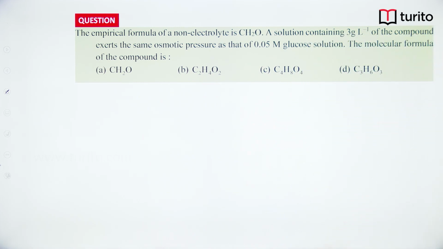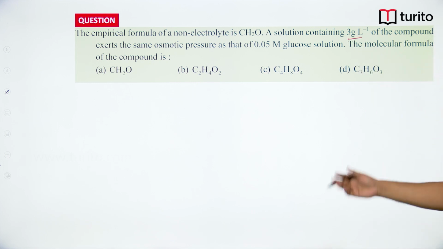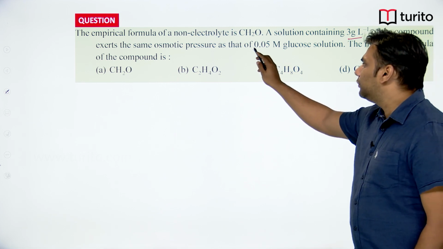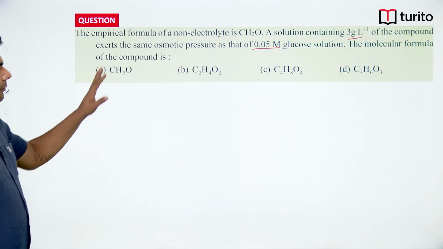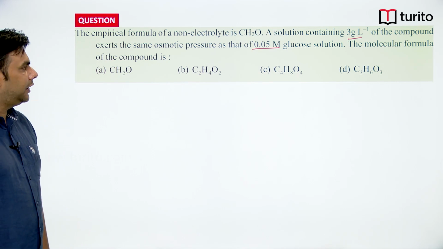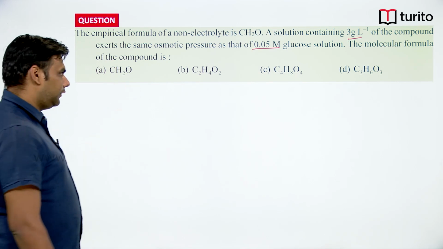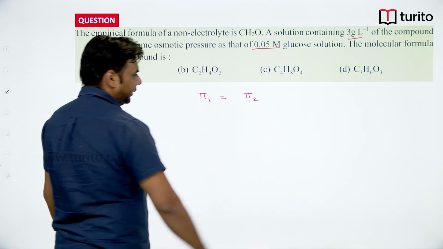So this says that there is a non-electrolytic compound whose empirical formula is given to us as CH2O. Now this solution containing 3 gram per liter of the compound exerts the same osmotic pressure as that of 0.05 molar glucose. So we want to find the molecular formula of this compound. Just solve this now. This question says that we are having this compound. Its concentration is given as 3 gram per liter, and this compound has the same osmotic pressure as that of glucose. So we know that both the solutions have the same osmotic pressure.